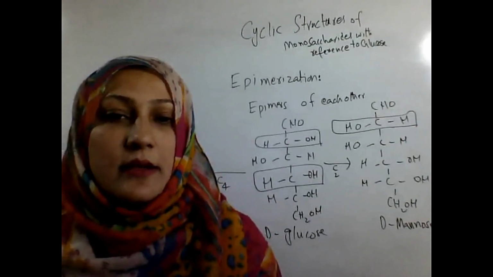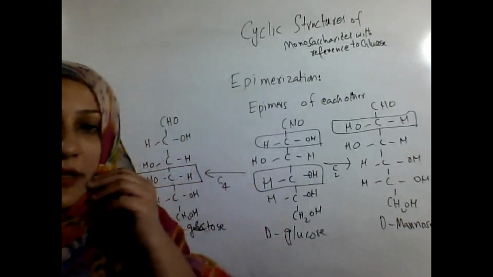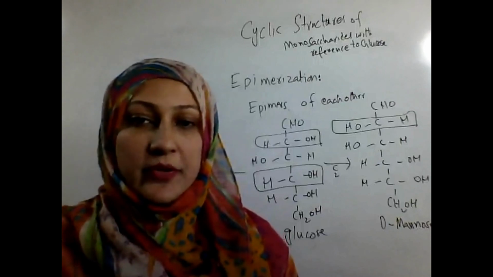These are the properties of the monosaccharides by which they form cyclic structures and form different isomeric forms.